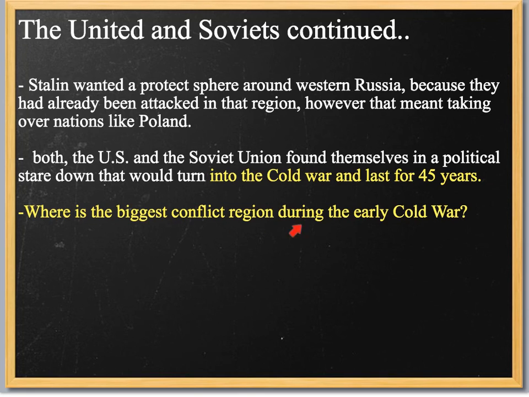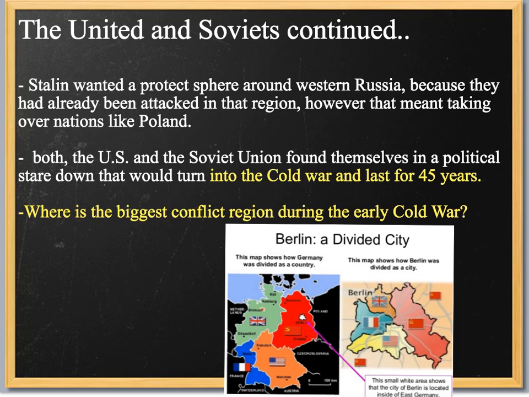What region do you think is where the early Cold War really was the biggest conflict region? It was in Germany, and it dealt with the city of Berlin. And surprisingly, it has nothing to do with the wall. The wall doesn't come up until 1961. There's actually an event just as big as the Berlin Wall 13 years before that, 1948. We call that event in Berlin the Berlin Blockade and the Berlin Airlift.